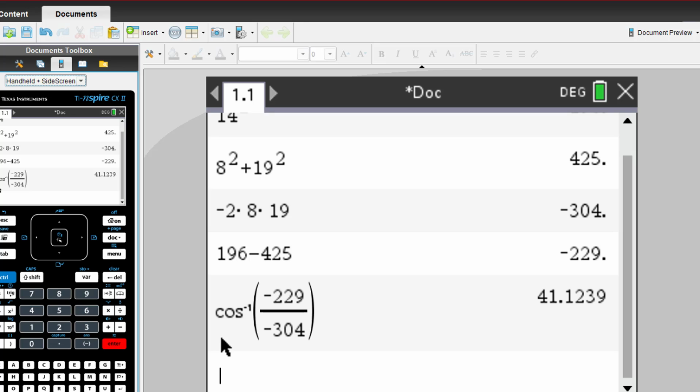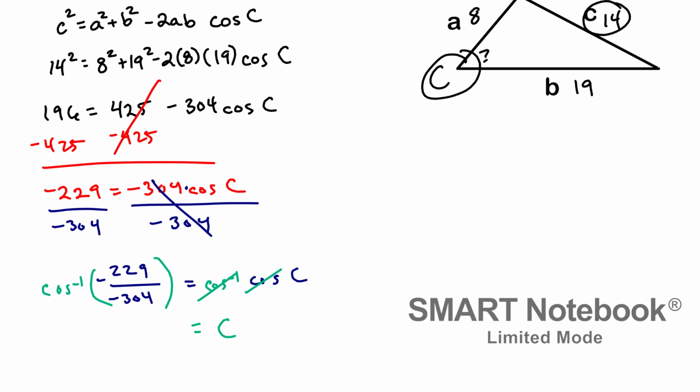So there we can go back and write out what our angle is to the nearest tenth of a degree. 41.1 degrees equals angle C, and that's it.